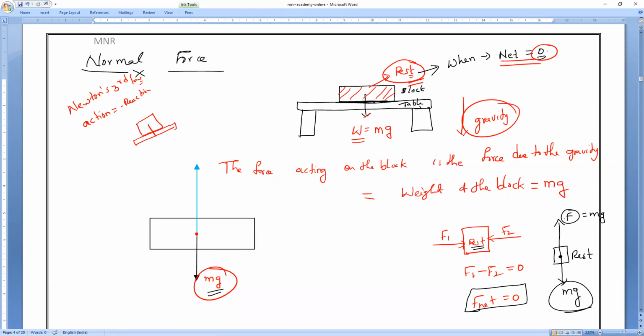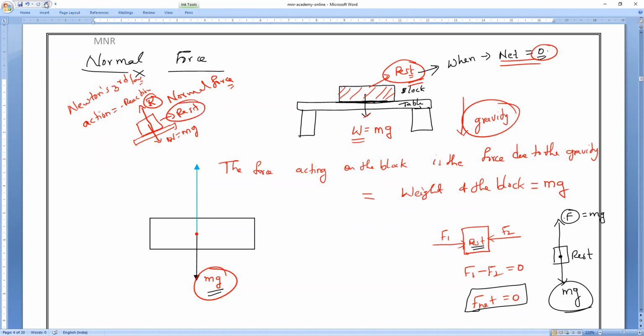Now, the block is exerting a force on the table equal to its weight, which is mg. Then the table also will exert the same amount of force on the block. Am I right or wrong? That is what we call the normal force. Do you all understand, everybody? That is the reason the block is said to be in a state of rest.